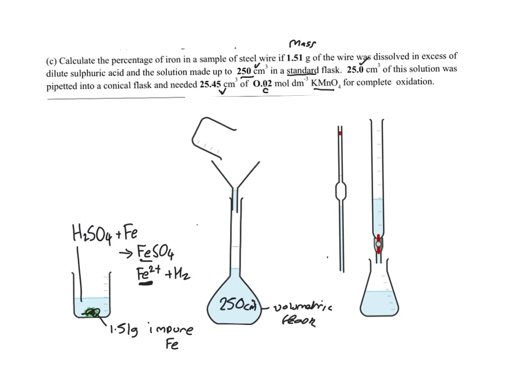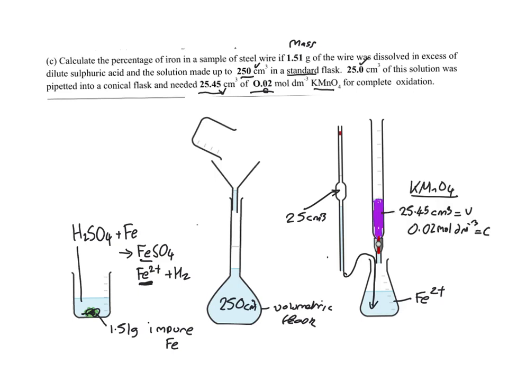In order to be able to repeat titrations, we can now take 25 centimetre cube samples in a pipette, and the 25 centimetre cube sample of the iron 2 plus is now placed in our flask. Now that is pipetted into the flask and it needs 24.5 centimetres cubed, 0.02 mole per dm cubed of potassium manganate for complete oxidation.